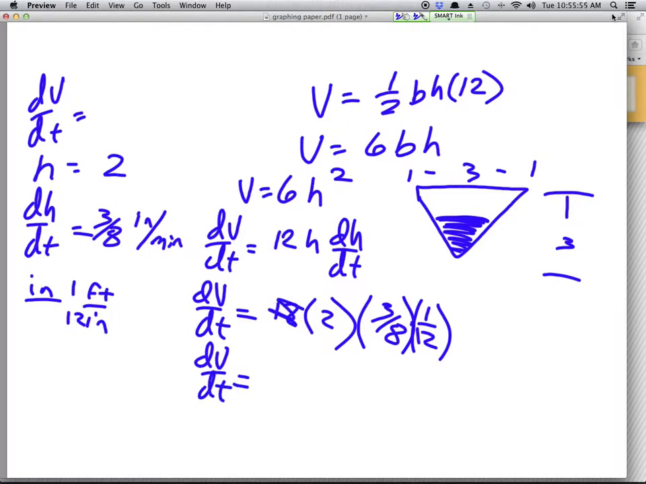So the 12 and the 12 cancel, the 2 and the 8 cancel, and I end up with 3/4. But what is my unit? Feet cubed.